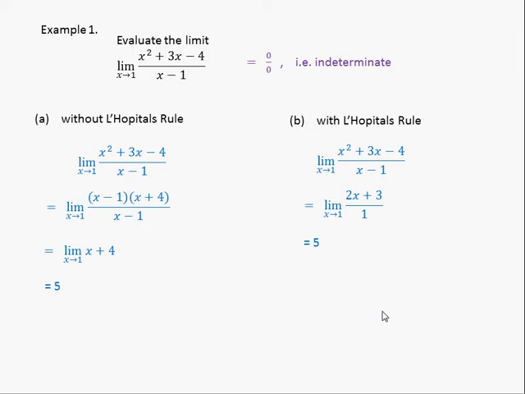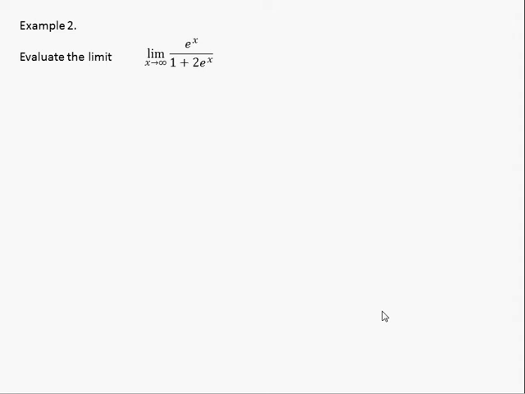Okay, second example. A little bit more elaborate. We've got the limit as x approaches infinity of e to the x divided by 1 plus 2 e to the x. If straight away we just substitute in infinity, you'd get e to the infinity, which is infinity, and then the denominator is even bigger, so it's infinity as well, so you've got an indeterminate form.